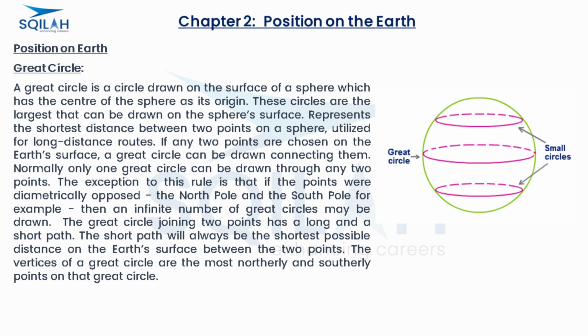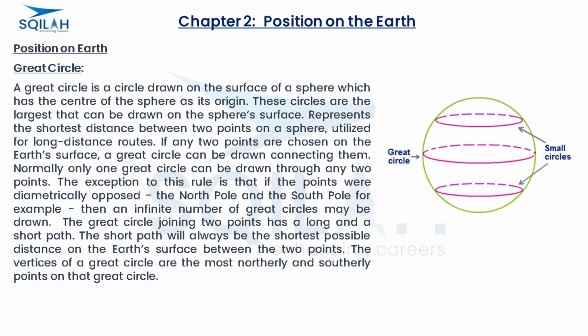If any 2 points are chosen on the Earth's surface, a great circle can be drawn connecting them. Normally, only one great circle can be drawn through any 2 points. The exception to this rule is if the points are diametrically opposed, the North Pole and the South Pole, for example, then an infinite number of great circles may be drawn. The great circle joining 2 points has a long and a short path. The short path will always be the shortest possible distance on the Earth's surface between the 2 points.